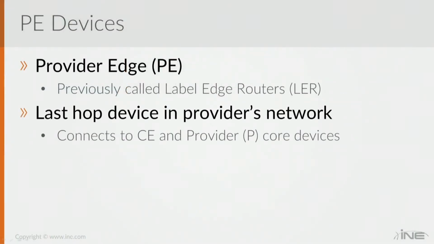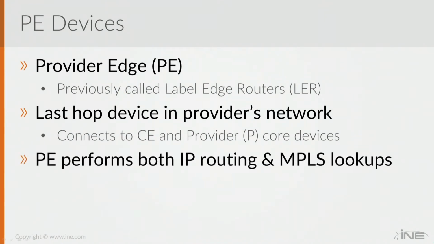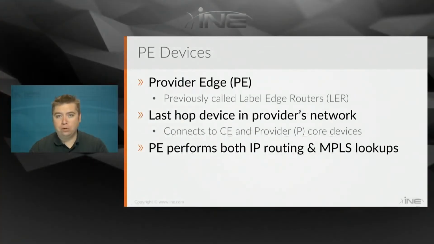Now, we'll see the provider edge router is going to be really the most important device within our scope. This is the last hop device in the provider network that is connecting to the customer, and it's going to be the demarcation point between the customer's network and the service provider core. So this means that the PE router is going to be performing both IP version 4 or IP version 6 routing, as well as MPLS label switching.